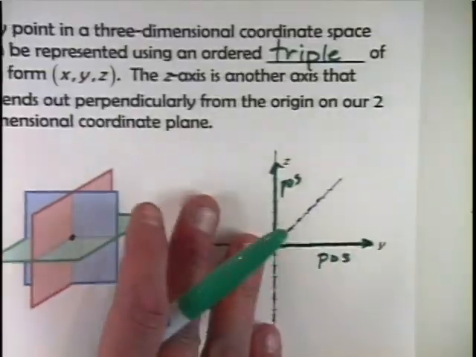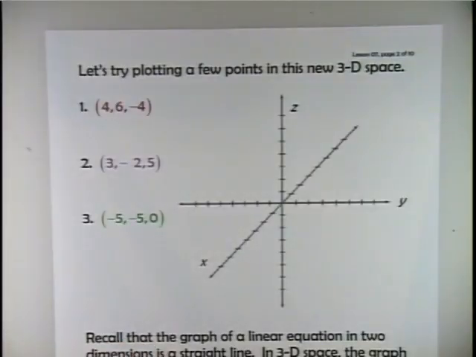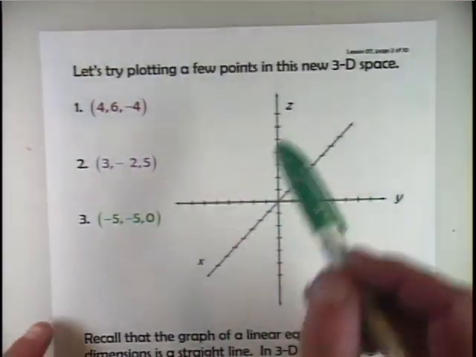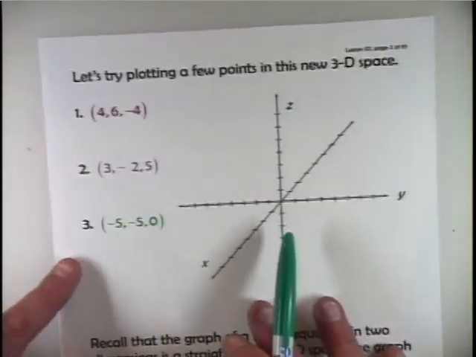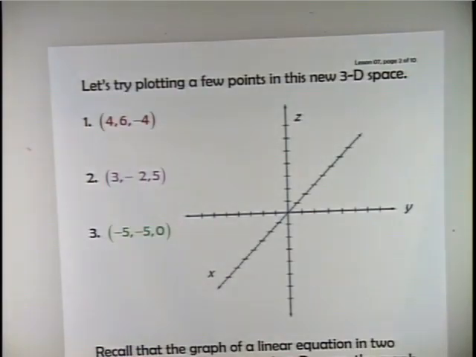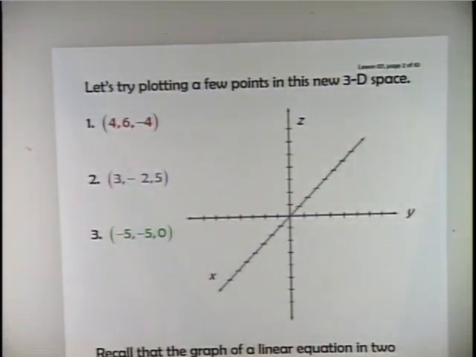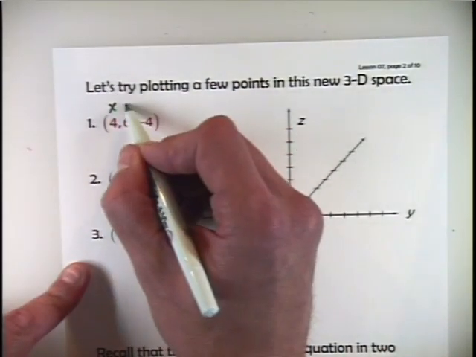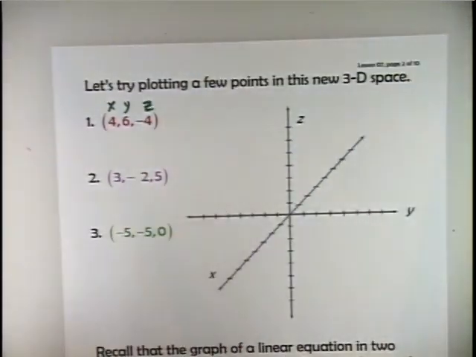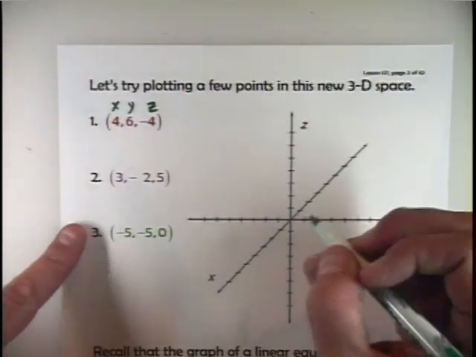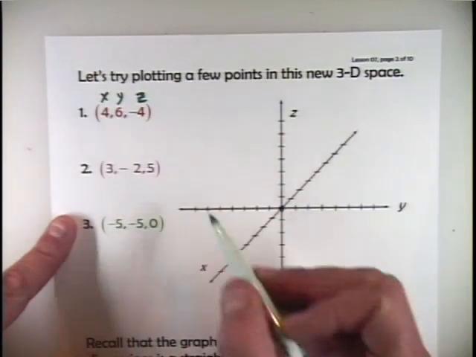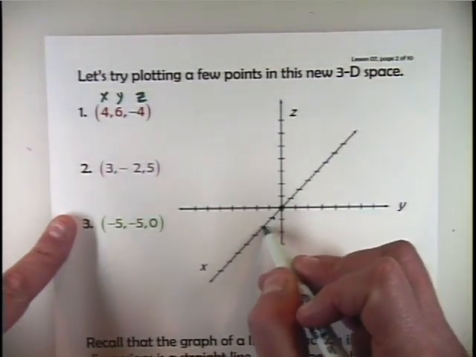Let's go ahead and try plotting some points now. Okay, so on this coordinate plane, we actually have our X, Y, and Z axis drawn again. And I've got it marked off. And we're going to go ahead and plot this first point. It's the ordered triple 4, 6, -4. Well, remember, the first is our X, the second is the Y, and the third is our Z. So what this means is we're going to start at the origin, and we are going to go 4 units on the positive x-axis. 1, 2, 3, 4.